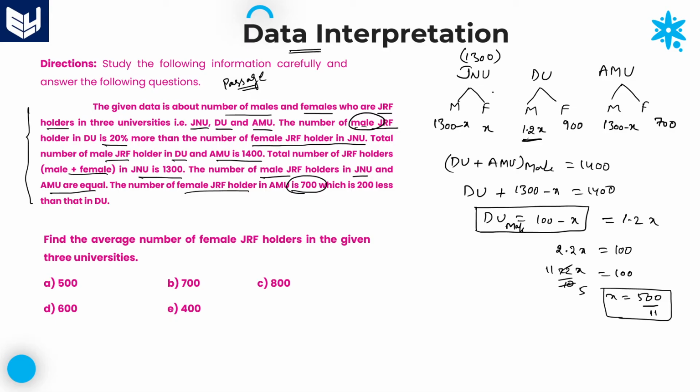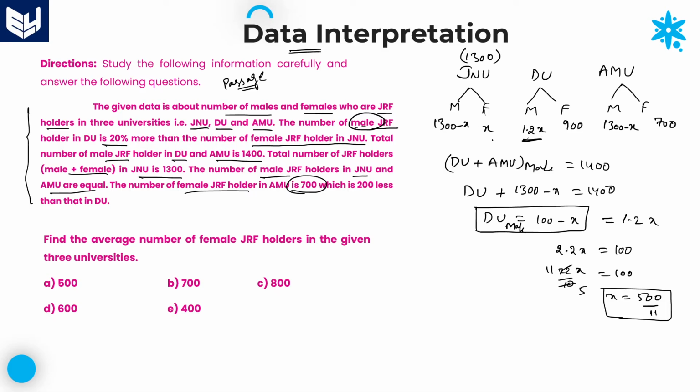Right. Here initially we consider the x value as the x value of JNU female, that is x. JNU female is x, so automatically DU male employees are 20% more, so it is 1.2x. And next, total number of JRF holders in JNU, that is 1300. As it is 1300 minus x.